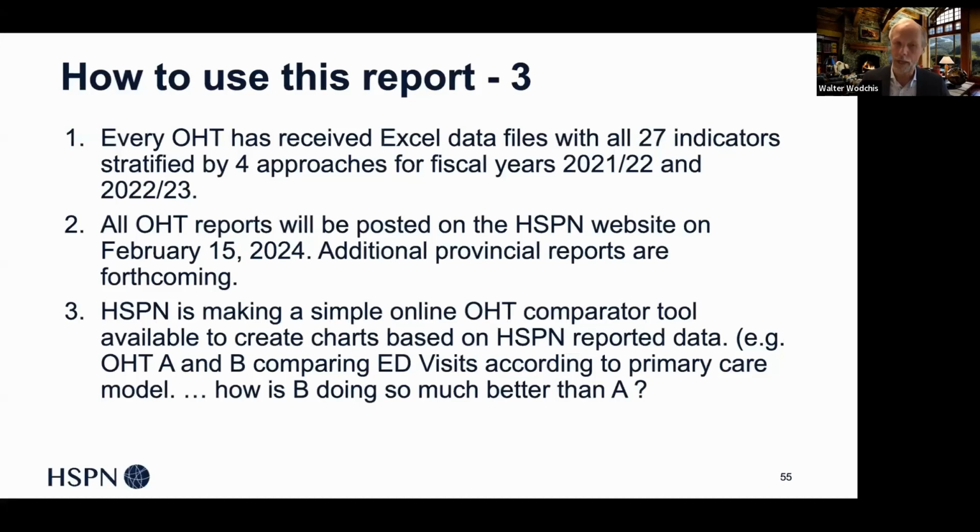And we are making a simple online comparator tool to be able to create charts based on the HSPN reported data. So for example, OHT A and B, comparing emergency department visits best managed elsewhere according to a primary care model. And then we still need to go and find out what it is about those 2 OHTs that are different and drive those results. This is data to inform decision making. This is not decision making.